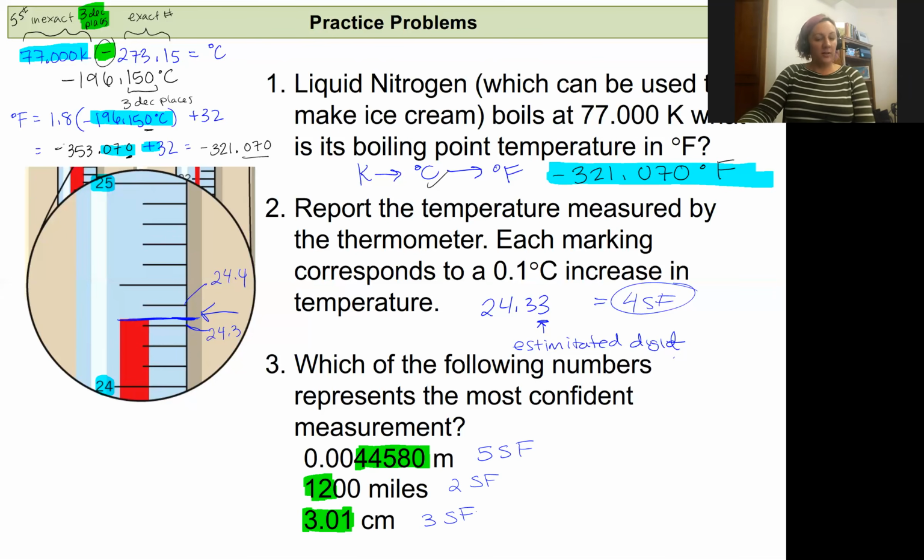So now I know the number of sig figs I have in each measurement. So when thinking about which one is the most confident instrument measurement, it's the one that produces the most significant figure digits. And so that's going to be this first number right here, the 0.0044580 meters. So this one is our most confident measurement because we have the most significant figures that can be reported.